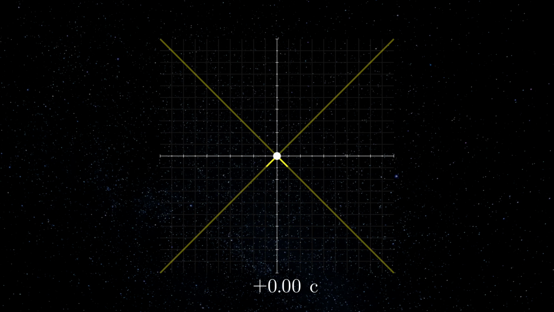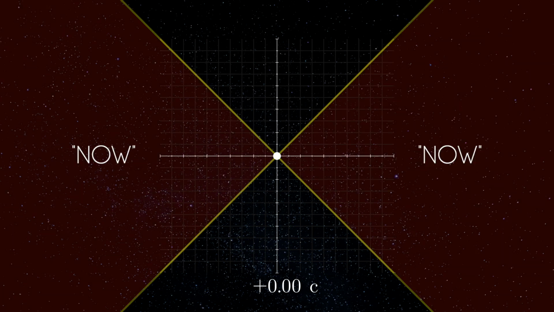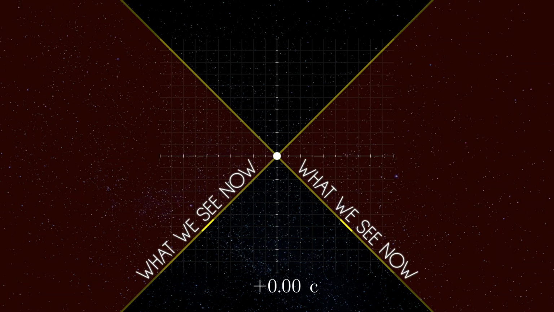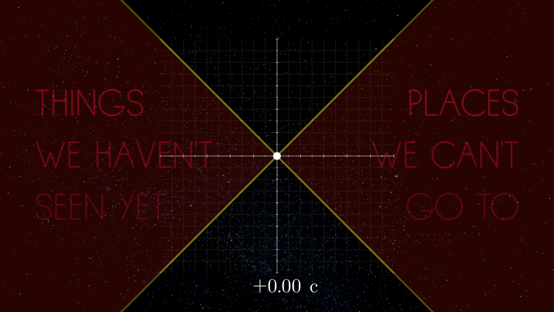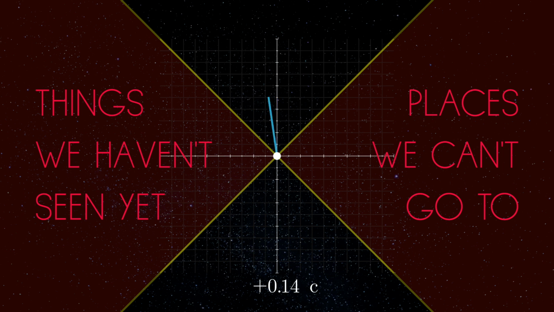The edge of our light cone is included in this now area. These we are seeing now, and these connect us to now for someone else. Everything in between isn't connected to us yet, nor can we reach it, no matter how fast we go.